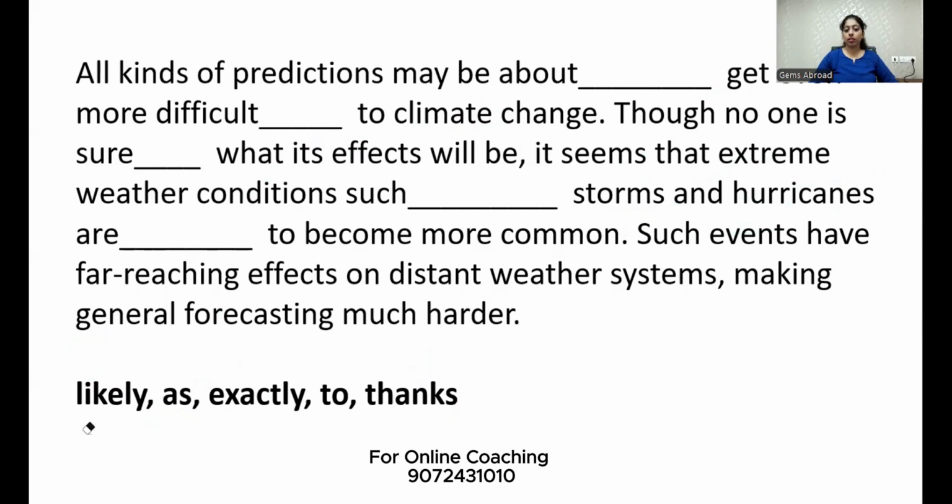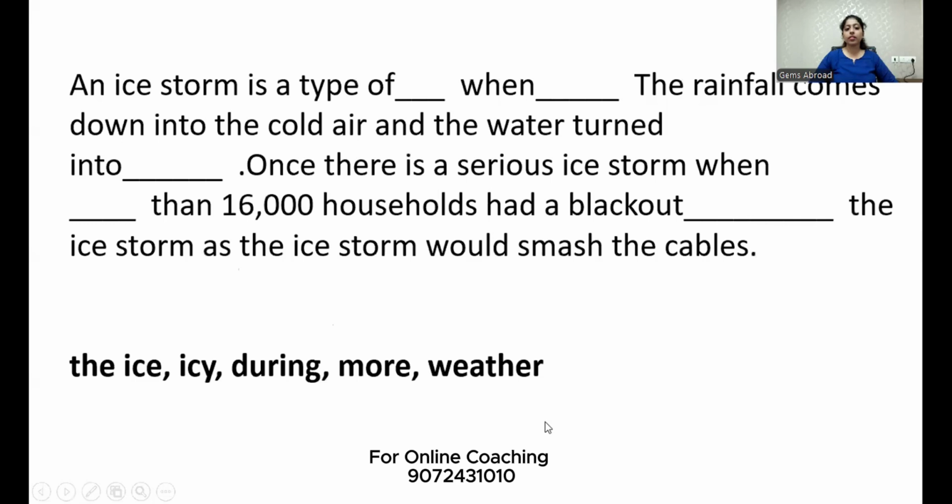So we will discuss the next question. An ice storm is a type of. As you know, of is a preposition. Of what? Of something should be right. Of a subject. An ice storm is a type of dash. A type of weather. We are talking about weather. When dash. When the ice, when icy, when during, more. We don't say when more, we don't say when during, we don't say when the ice. So the option is when icy.